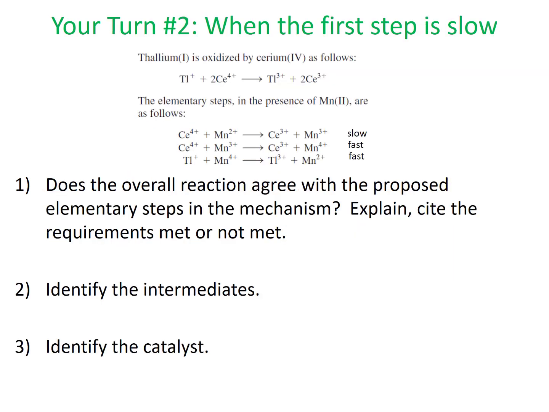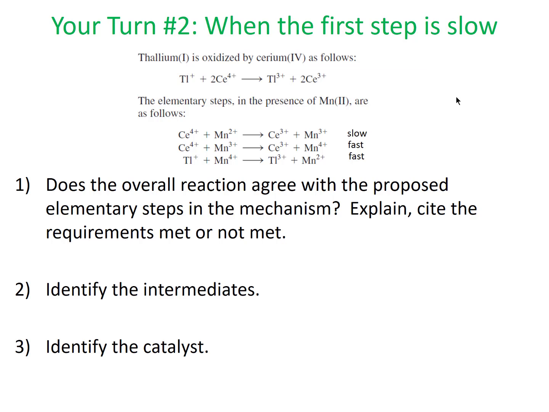Then your turn two is a similar question to the previous one, but it's a slightly different angle to look at it. You're again identifying intermediates and the catalyst. And notice this one is for when the first step is slow. So you're going to write the rate law for when the first step is slow. That's a lot more simplified than when the first step is fast.